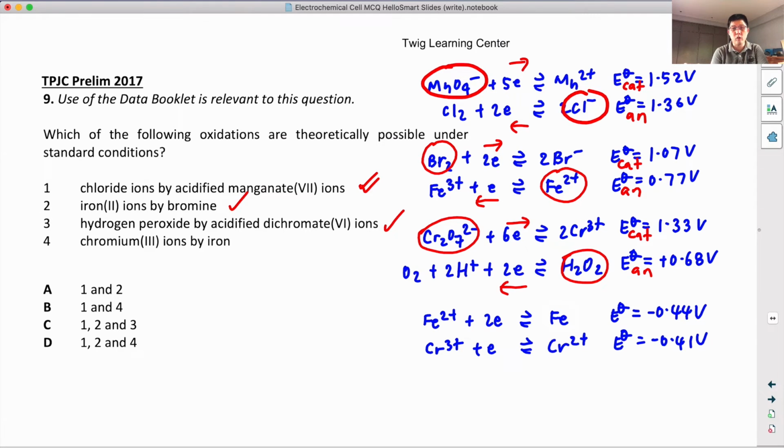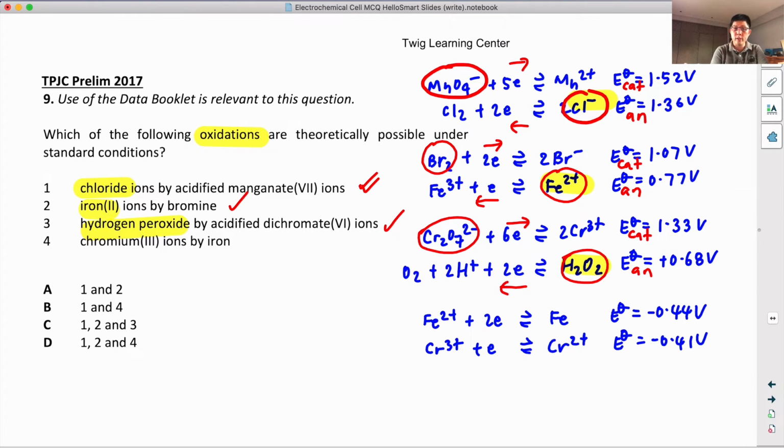Okay, let's look at option number 4. So chromium 3 ions by iron. If you notice something about this question, they say which of the following, maybe I should have highlighted this, the following oxidation reactions are theoretically possible. But if you look at the equation, you notice that this Cl minus, iron 2 and hydrogen peroxide, they are all being oxidized, isn't it?